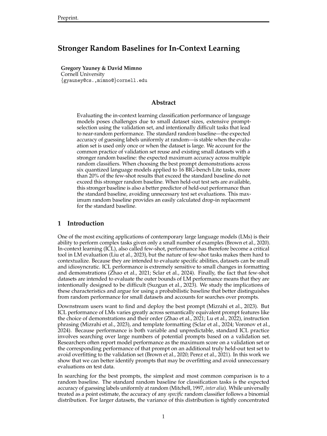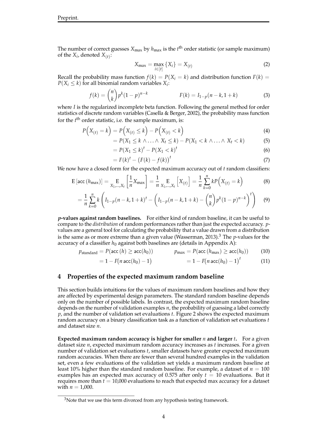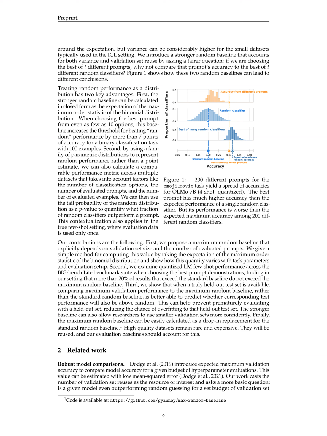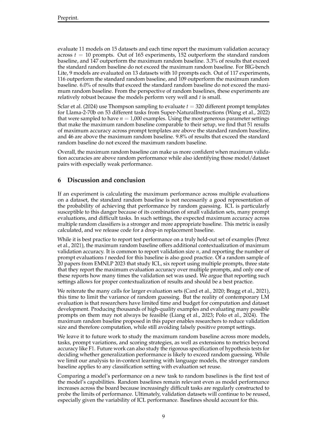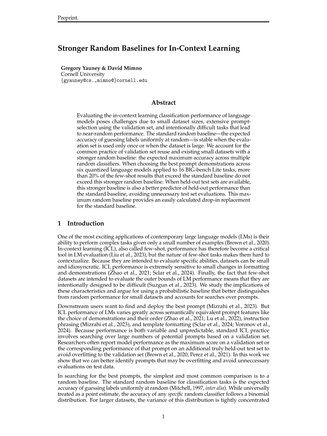3. The maximum random baseline helps in identifying prompts that may be overfitting and avoids unnecessary evaluations on test data, thus reducing the risk of overfitting to held-out test sets. 4. The maximum random baseline can be easily calculated as a drop-in replacement for the standard random baseline, providing a more accurate assessment of model performance in ICL tasks. 5. The study found that the maximum random baseline recontextualizes in-context learning performance, leading to a better understanding of the difficulty of different few-shot tasks.